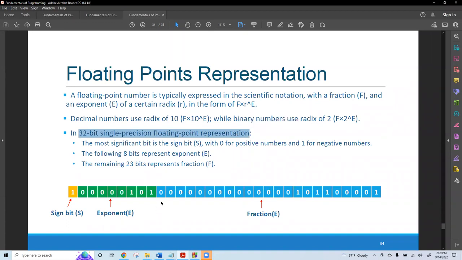So there, these 32 bits are divided into 3 parts. When it comes to a floating point or decimal point number, we can represent it in a standard format. In the standard format, we have a fraction, an exponent, and a radix or r. So we can represent it as f multiplied by r to the power e.